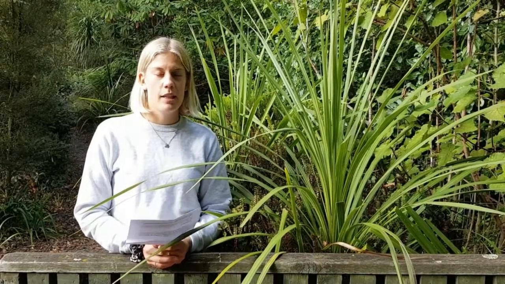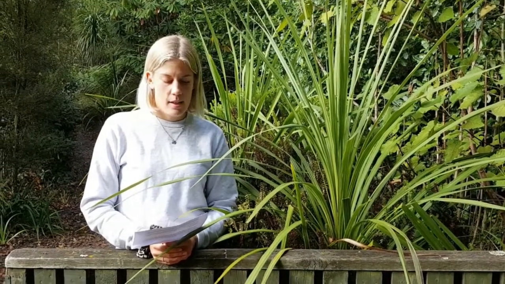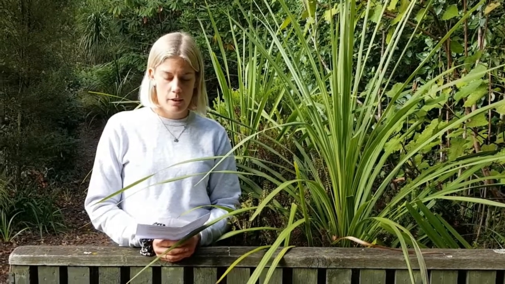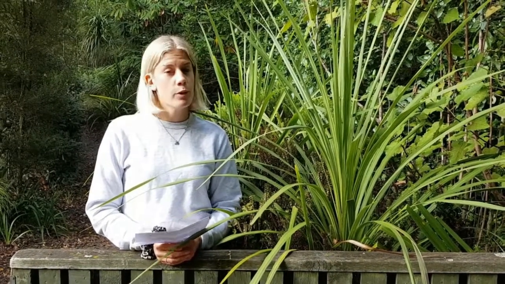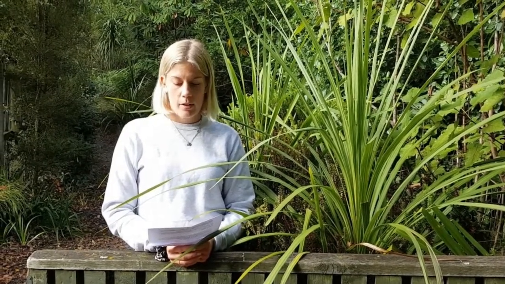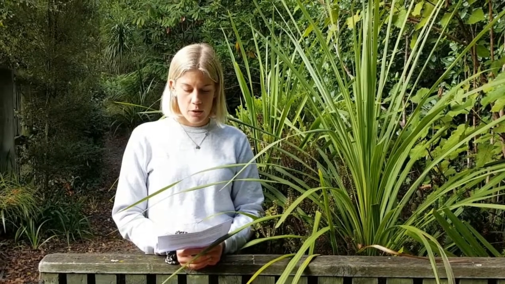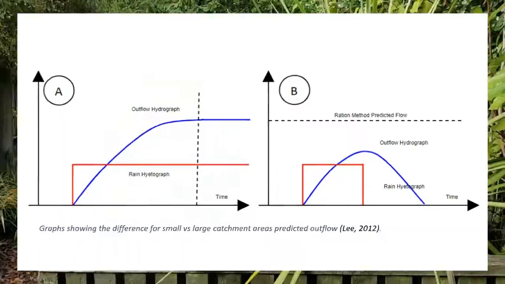The limitations of the rational method. An assumption that's made by the rational method is that storm duration is the same as time of concentration. This is doable for smaller catchments, smaller than 15 square kilometers. But for larger catchments that can have times of concentration that go for weeks, it's unrealistic. So it's not doable to say that the storm will take weeks.